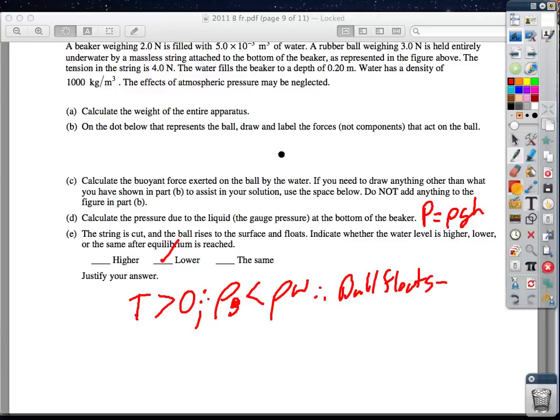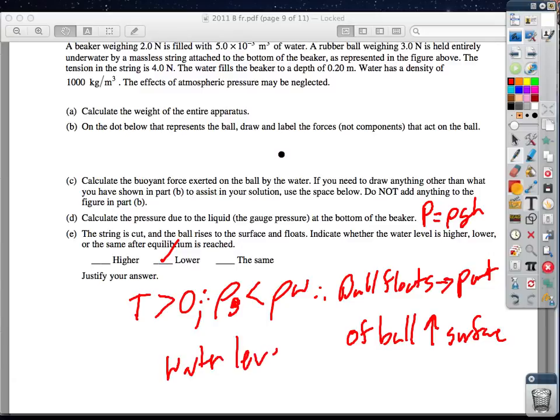And if it floats, then you can say that part of the ball is above the surface. And if part of the ball is above the surface, then that means that the overall water level will go down, because the volume of the ball is no longer inside the water. Right? Does that make sense? Technically, you can say because the tension is 4 newtons, and it's very much larger than the weight of the ball, almost the entire ball is going to be out of the water.